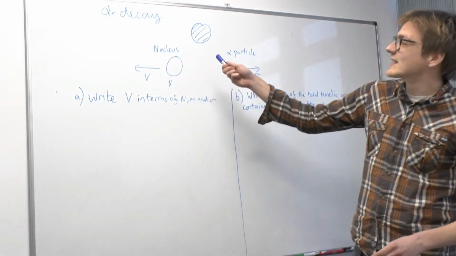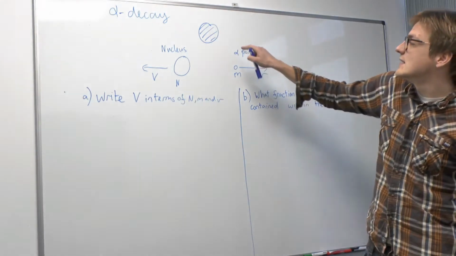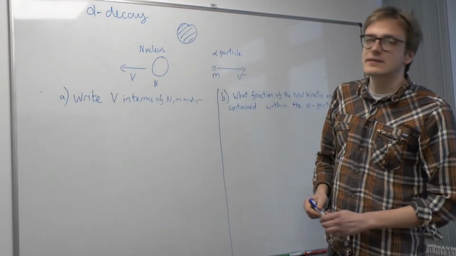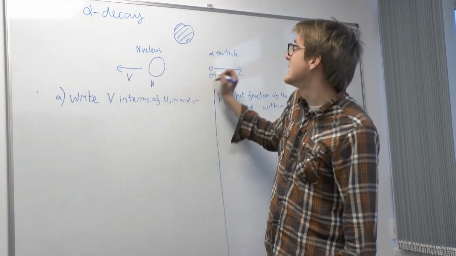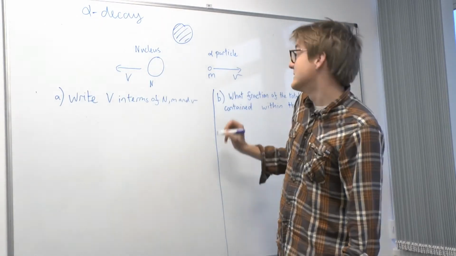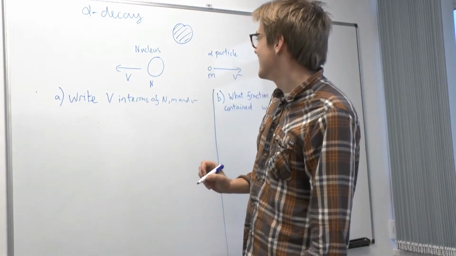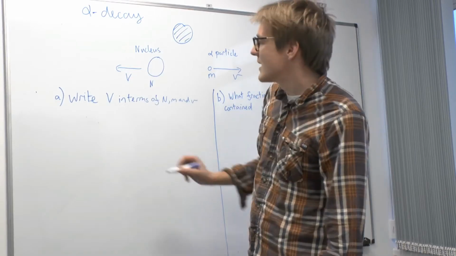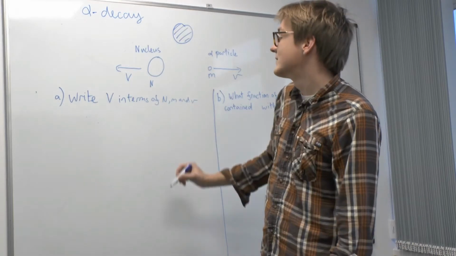We're looking at alpha decay, so we have a nucleus that is decaying into an alpha particle and the remainder of the nucleus. Now the nucleus has mass big N and velocity big V. The alpha particle has mass little m and velocity little v. So let's answer this question. Write V in terms of big N, little m and little v.